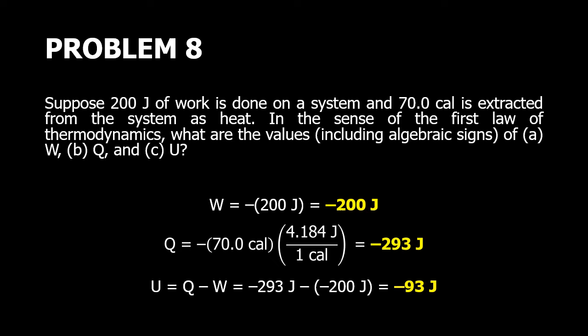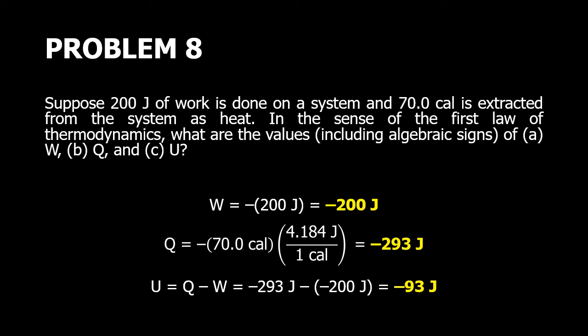So for the work, we are given 200 joules of work that is done on a system, so that is negative. If the work is done by the system, it should be positive. Next, for heat, that is negative 70 calories since it is extracted from the system. And we convert this into joules. So 1 calorie is 4.184 joules, and that is equal to negative 293 joules.